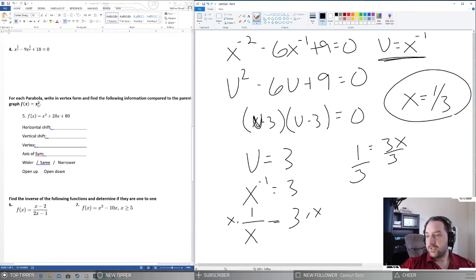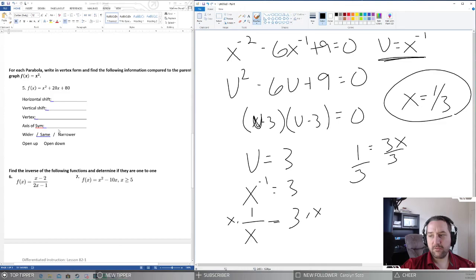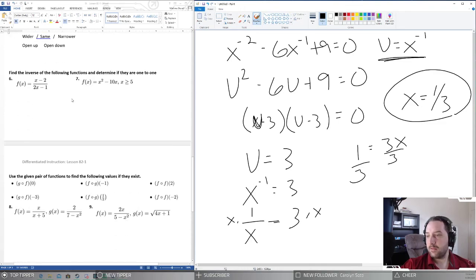All right, this is just a typical parabola problem. Find the horizontal shift, vertical shift, all that different stuff. We went over that plenty of times. Just let me know in Discord if you guys have questions on that.